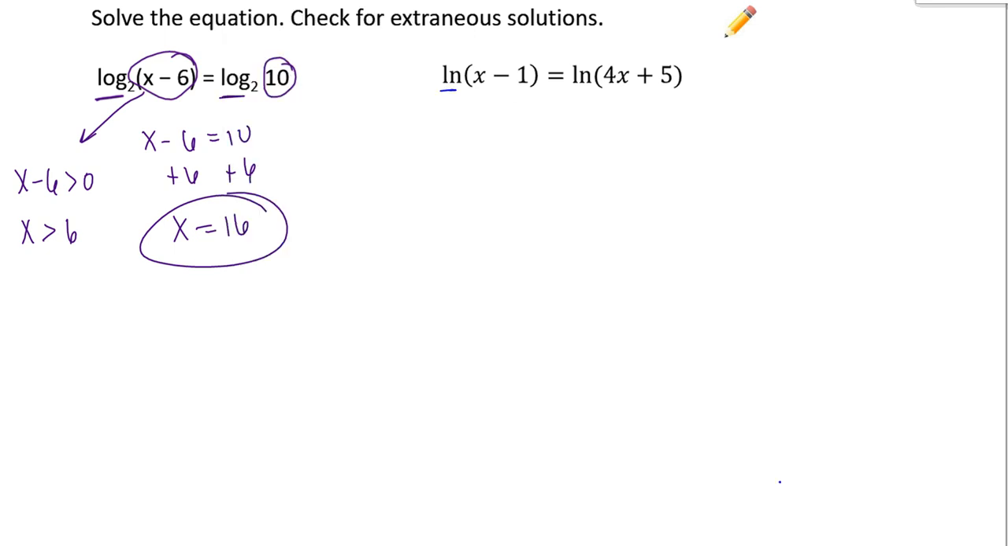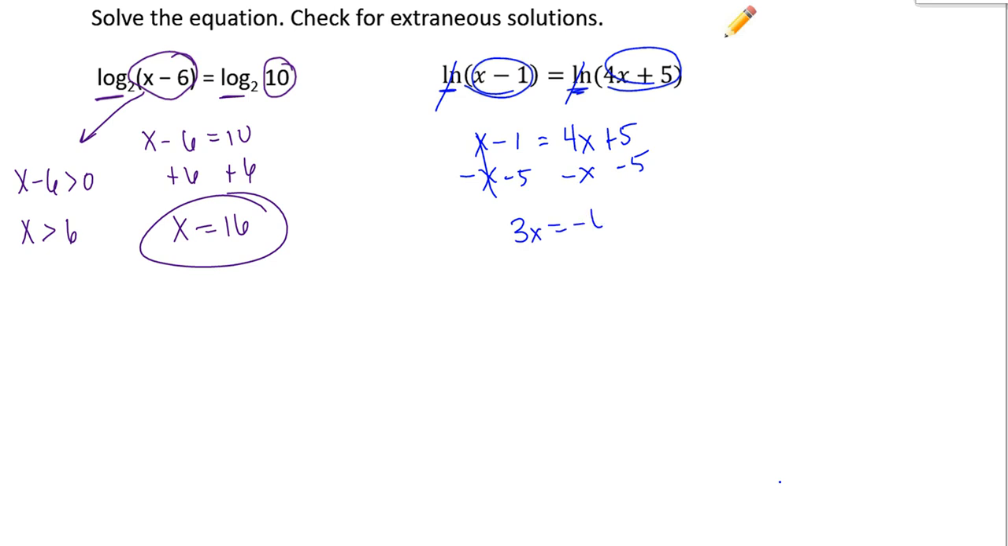All right, this one says ln of some stuff equals ln of some stuff. Therefore, those stuffs need to be equal to each other. When they're equal like that, there's no change of base, there's no converting, there's no e involved. All we're saying is these guys match, so they can get out of here. Minus x, minus 5. I get 3x equals negative 6. Divide by 3. x equals negative 2.